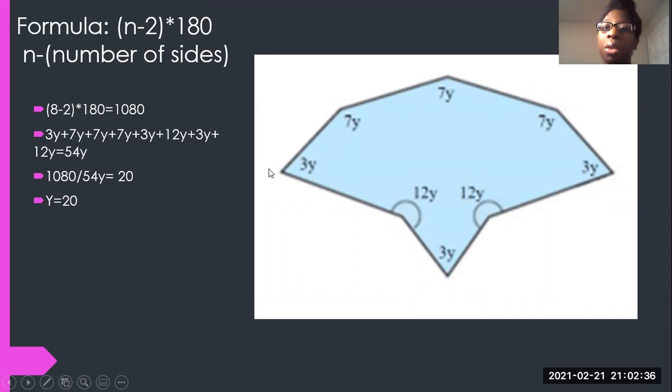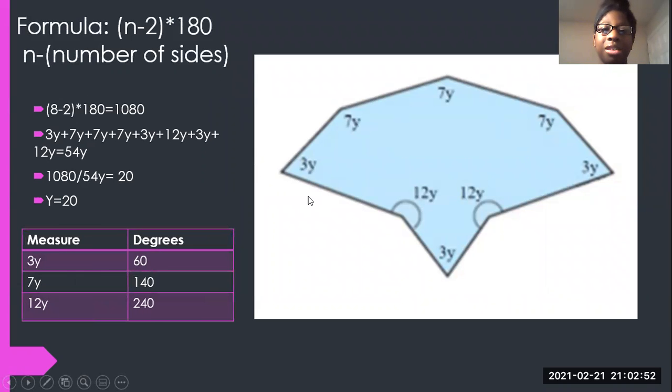So y equals 20. And now that we have our value of y, we just plug in 20, the y value. So this will be 3 times 20, 7 times 20, 7 times 20, 12 times 20, and so on. And this is our degrees. So 3y would be 60 because 3 times 20 is 60. 7y will equal 140, and 12y would be 240.